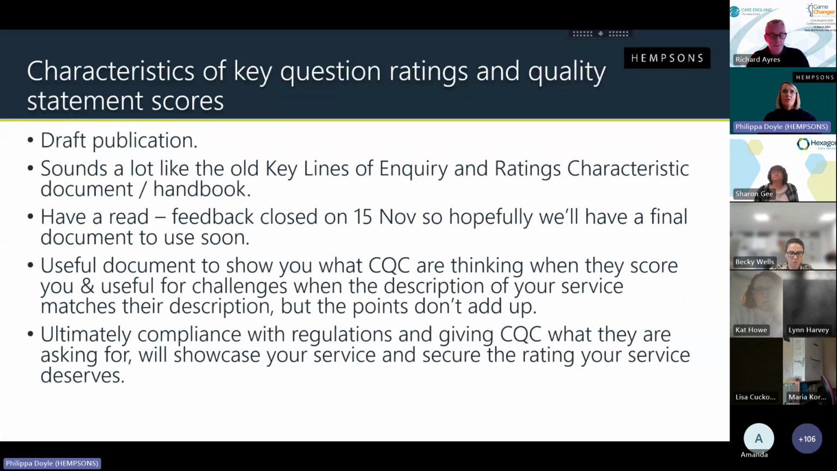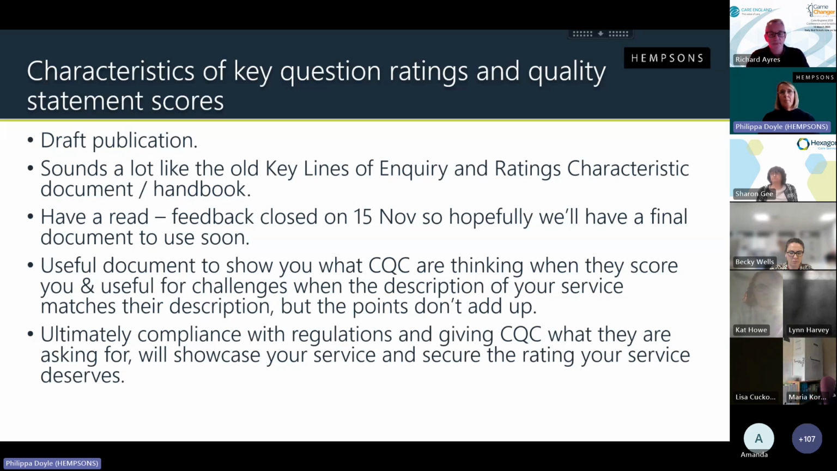So I mentioned we've got this draft publication. It's called The Characteristics of Key Question Ratings and Quality Statement Scores. And as I say, I've had a quick read through it. I would urge you to as well. But it does sound and read a lot like the old Key Lines of Inquiry document or handbook. So it is useful. Feedback on it closed a couple of weeks ago now. So hopefully in the new year, we'll have a final document that we can use and read.